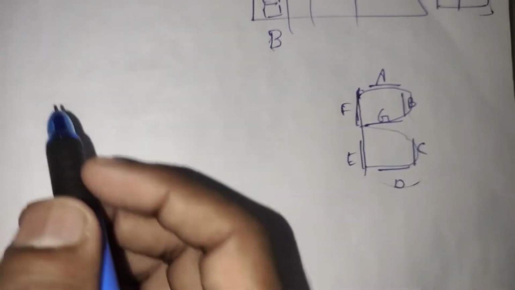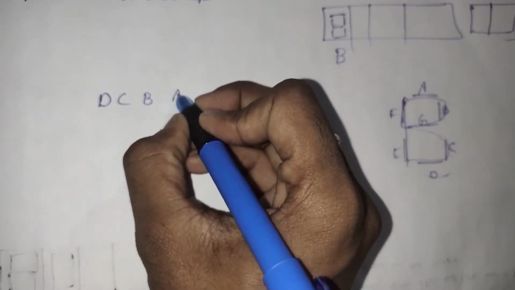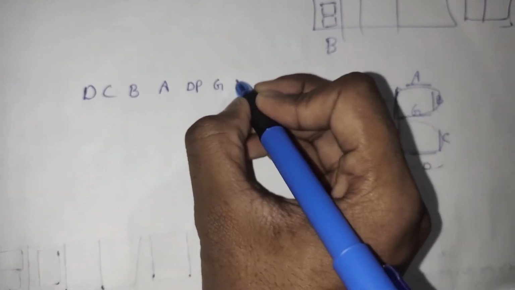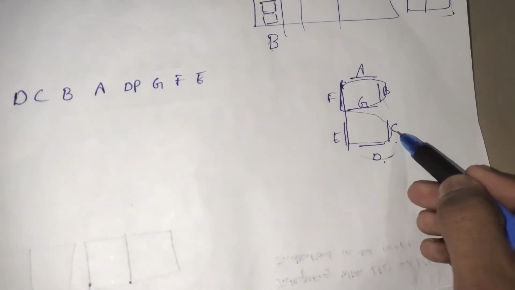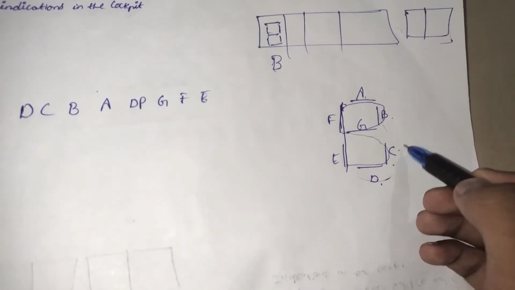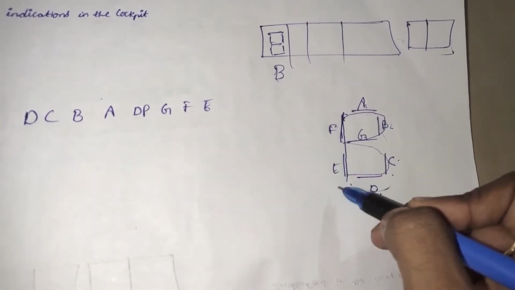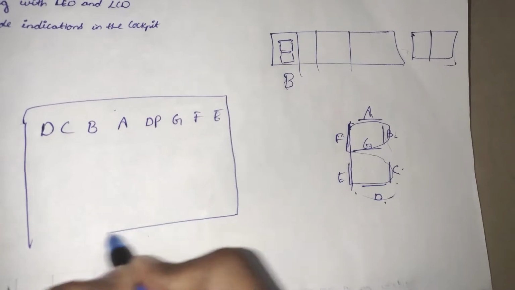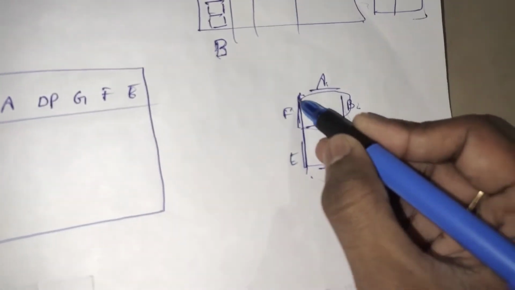So we are having one table: D, C, B, A, DP, G, F, E. DP is nothing but the dot which will be available over here. So you can remember it like this. This is the format. And if we need B, check in the segment display.